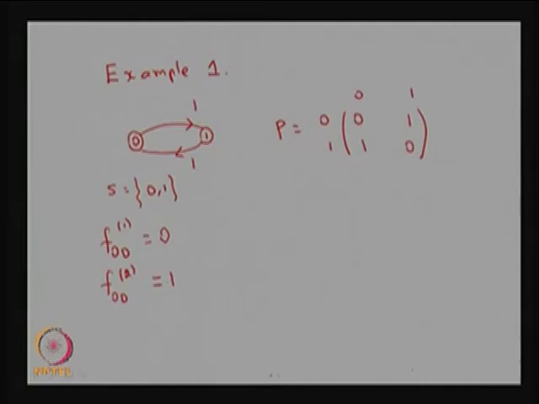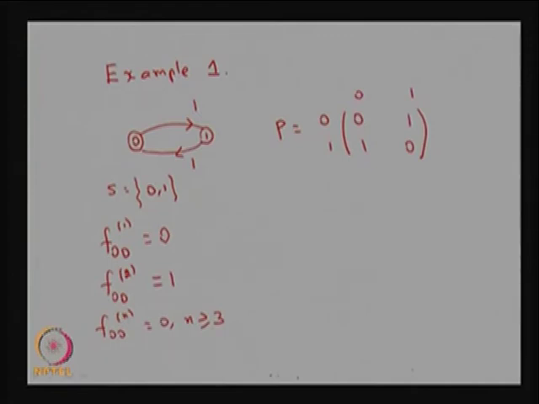And by seeing the state transition diagram, you can visualize, since it comes to the same state in exactly the second step, all the further steps for the first time are not possible. Therefore, all the f00 of n are going to be 0 for n greater than or equal to 3. For n greater than or equal to 3, f00 of n is equal to 0.